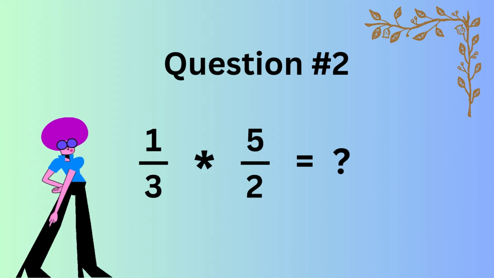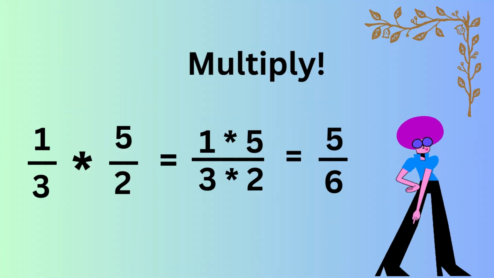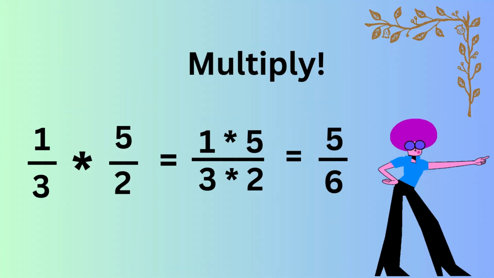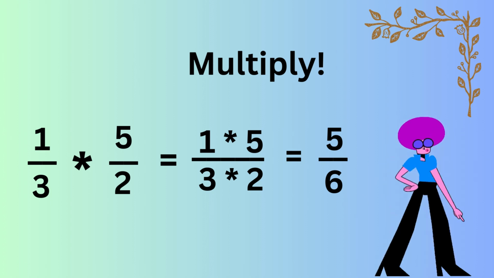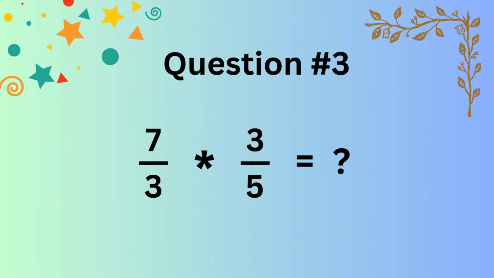Next up, 1/3 times 5/2. Multiply the numerators. 1 times 5 is 5. Then multiply the denominators. 3 times 2 is 6. Our answer is 5/6. Now, let's tackle 7/3 times 3/5.